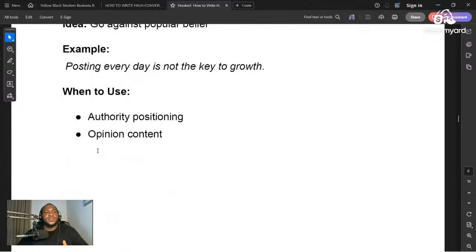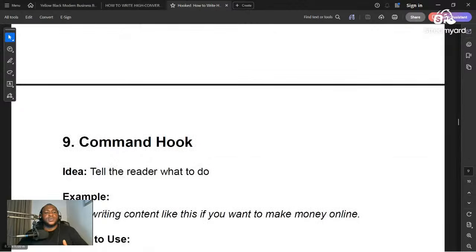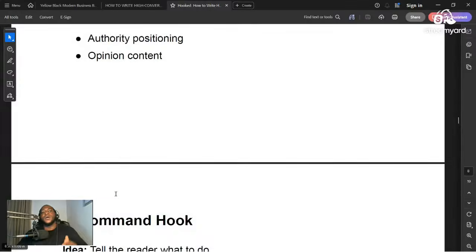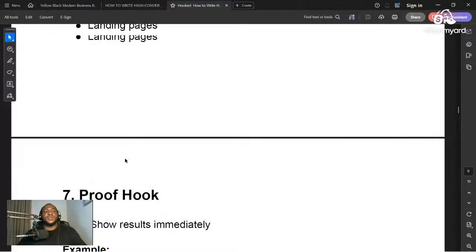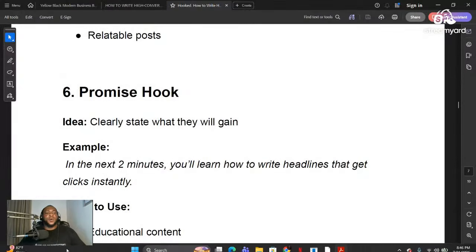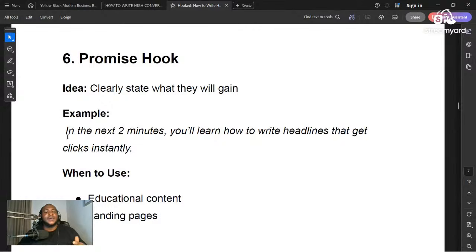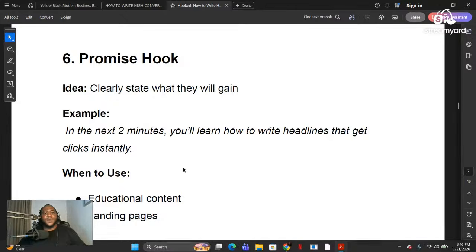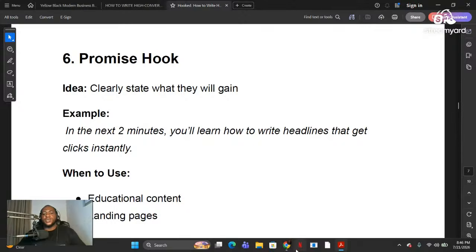Let us use the words. Okay, let's use the promise hook. The promise hook is just something like, "In the next 2 minutes, you will learn the exact words..." So let's go over to what the promise hook is. It's so simple to use.